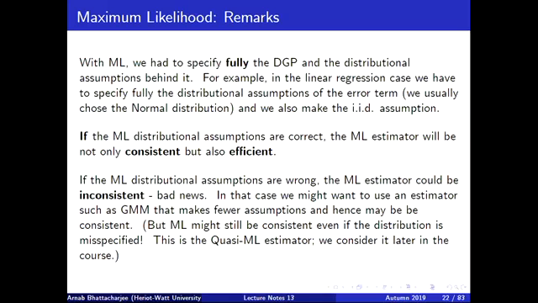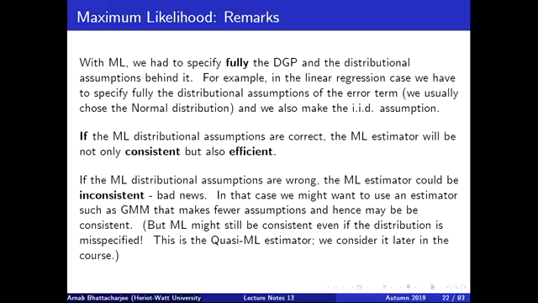Now, if you had endogeneity, you have to specify the distribution of errors conditional on each value of x as well. You need a model for it, right? A fully specified model for it. That is a lot of assumptions. Okay? If the maximum likelihood distributional assumptions are correct, then maximum likelihood will not only be consistent but also efficient.